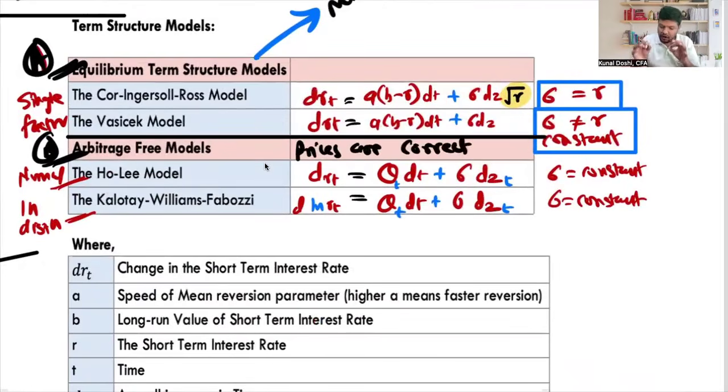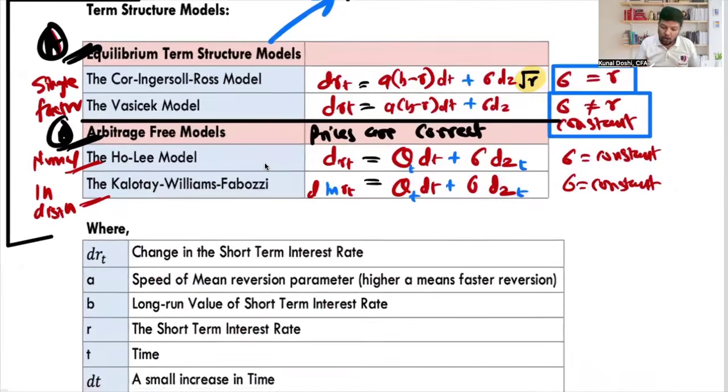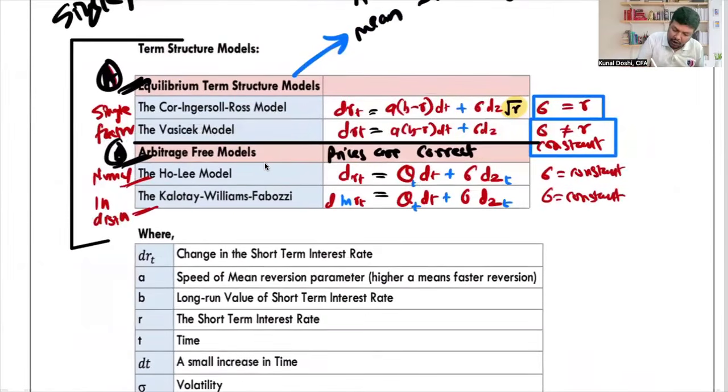Now, if you look at the formula for both, it is the same. The only difference between the Ho-Lee model and the KWC model is that this one assumes lognormal. Ho-Lee model is based on normal distribution. KWC model is based on lognormal distribution. That is the difference between the both.